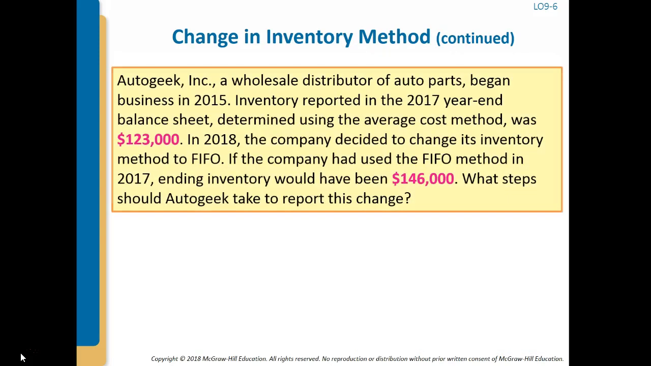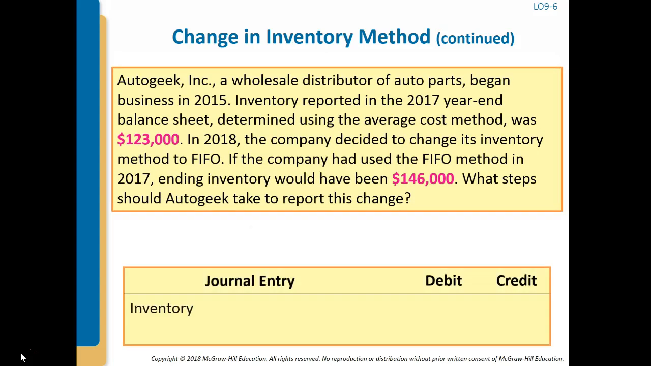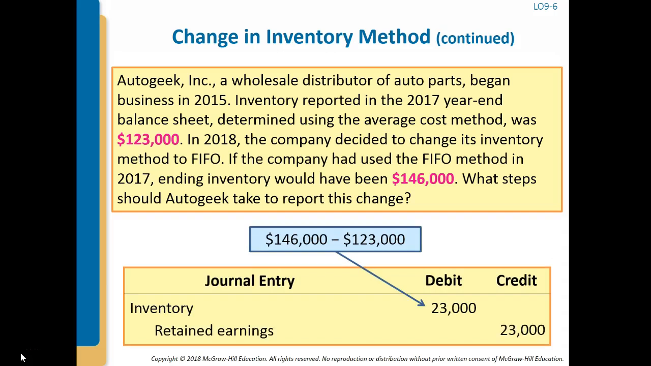Let's discuss the steps involved in a change in inventory method with an illustration. The first step is to revise prior year's financial statements. This is for each year reported in the comparative statements. AutoGeek makes those statements appear as if the newly adopted inventory method, FIFO, has been applied all along.